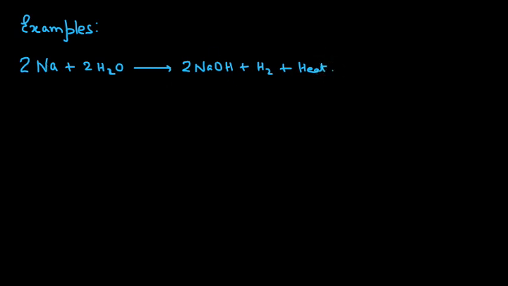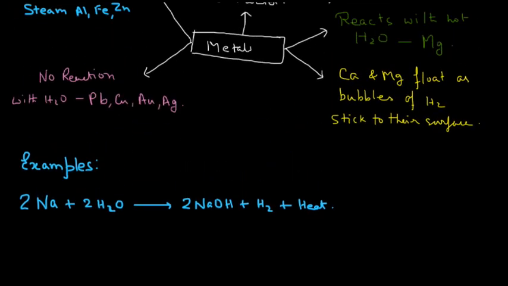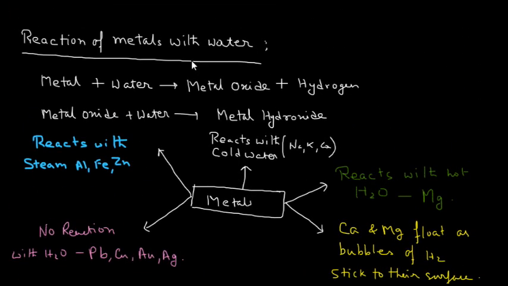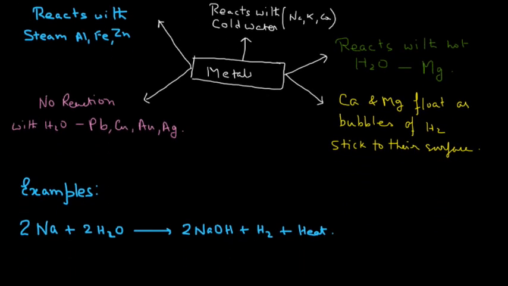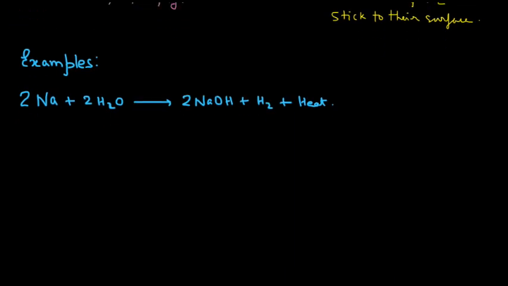So in the last session, what we have learned is that whenever metal reacts with water, it gives metal oxide and hydrogen. And whenever metal oxide reacts with water, it gives metal hydroxide. So in this case, we are getting metal sodium. Whenever sodium reacts with water, it gives sodium hydroxide and hydrogen gas is evolved.